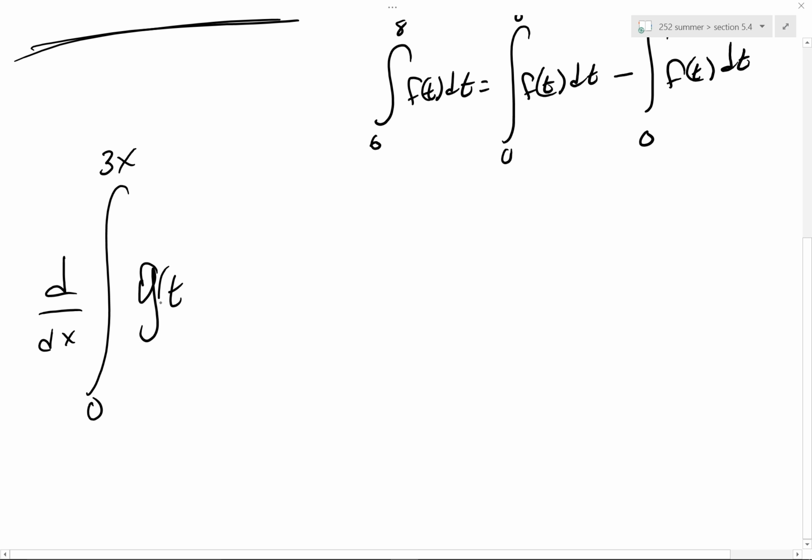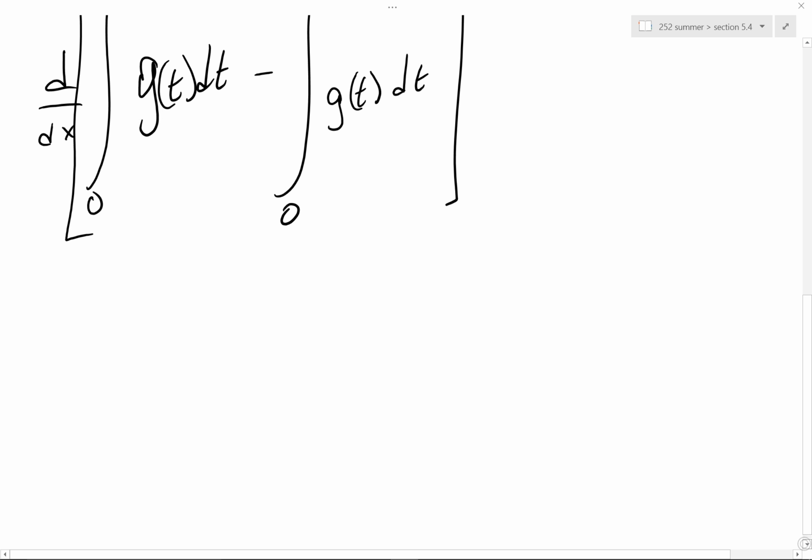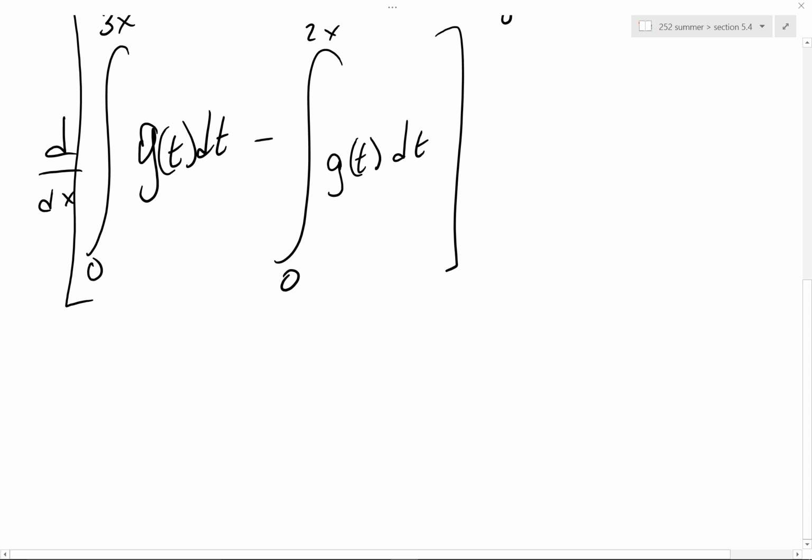G of t dt minus the integral from 0 to 2x of g of t dt. Okay? Now, think about that for a minute. We're taking the derivative of everybody inside.